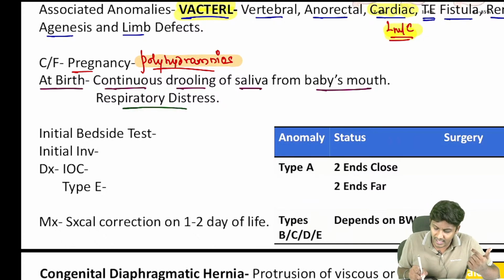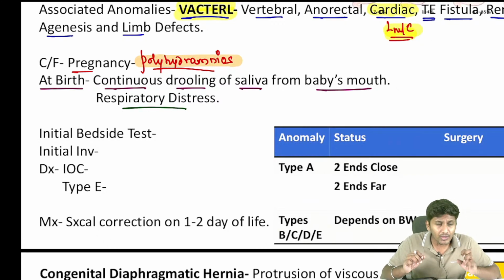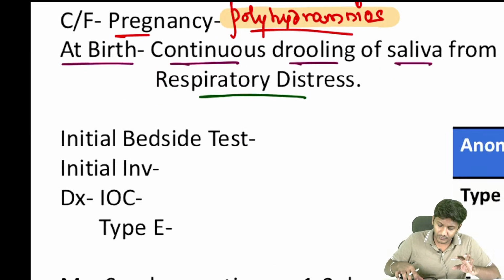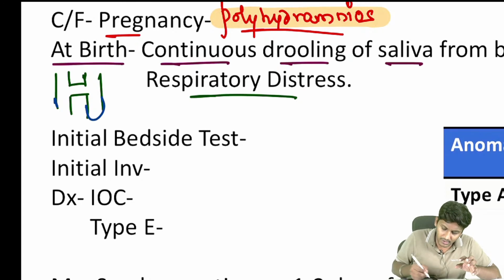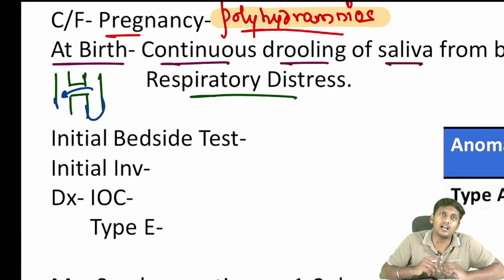Apart from that, the child will have respiratory distress. When? When the child has this condition, what will happen? If there is a fistula, definitely. If there is a fistula, you have to remember this saliva is not able to go inside the esophagus. So all that saliva will come inside the trachea. As all that saliva comes inside the trachea, from there it goes inside the lungs, definitely.